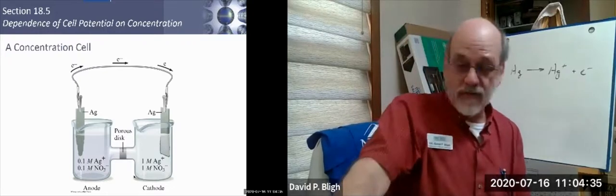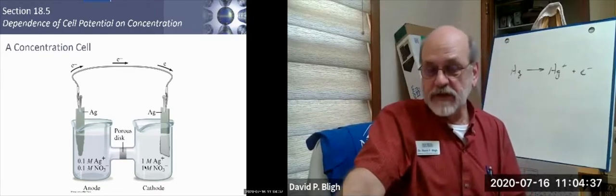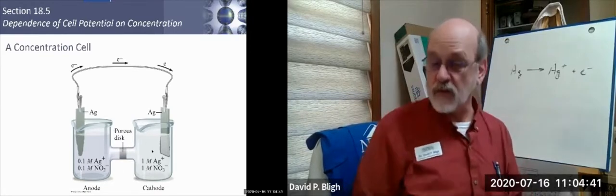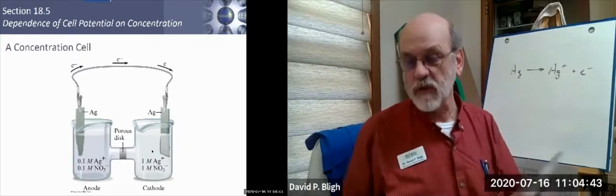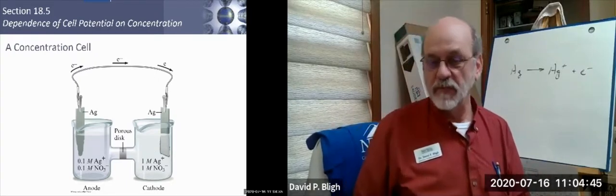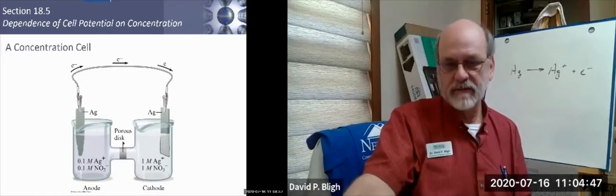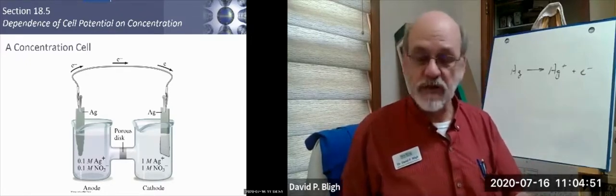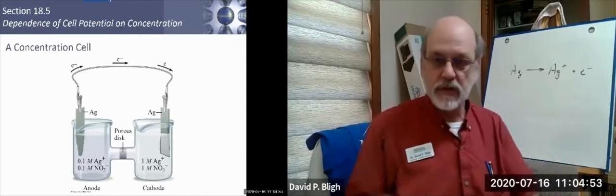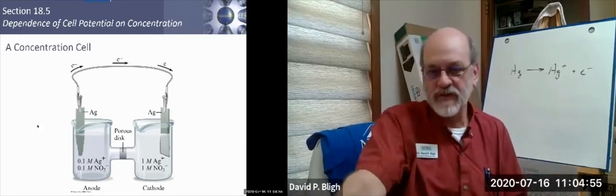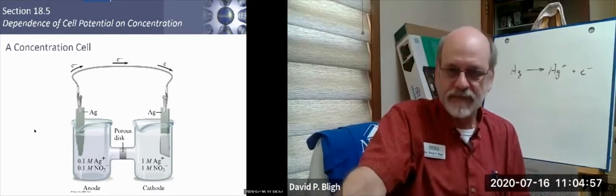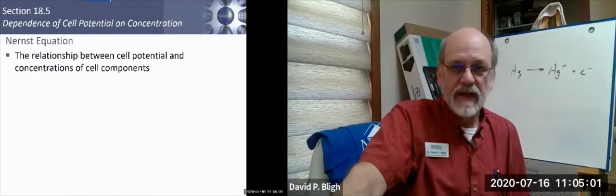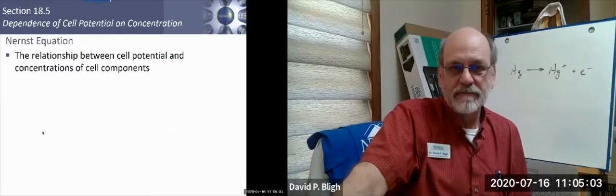Now you may have already guessed the voltage for this process is going to be very low, in the order of millivolts, but it does happen. And actually, if we were to do this in the lab, I'd prove it to you, because that was one of the things that we would have done, set up a concentration cell.